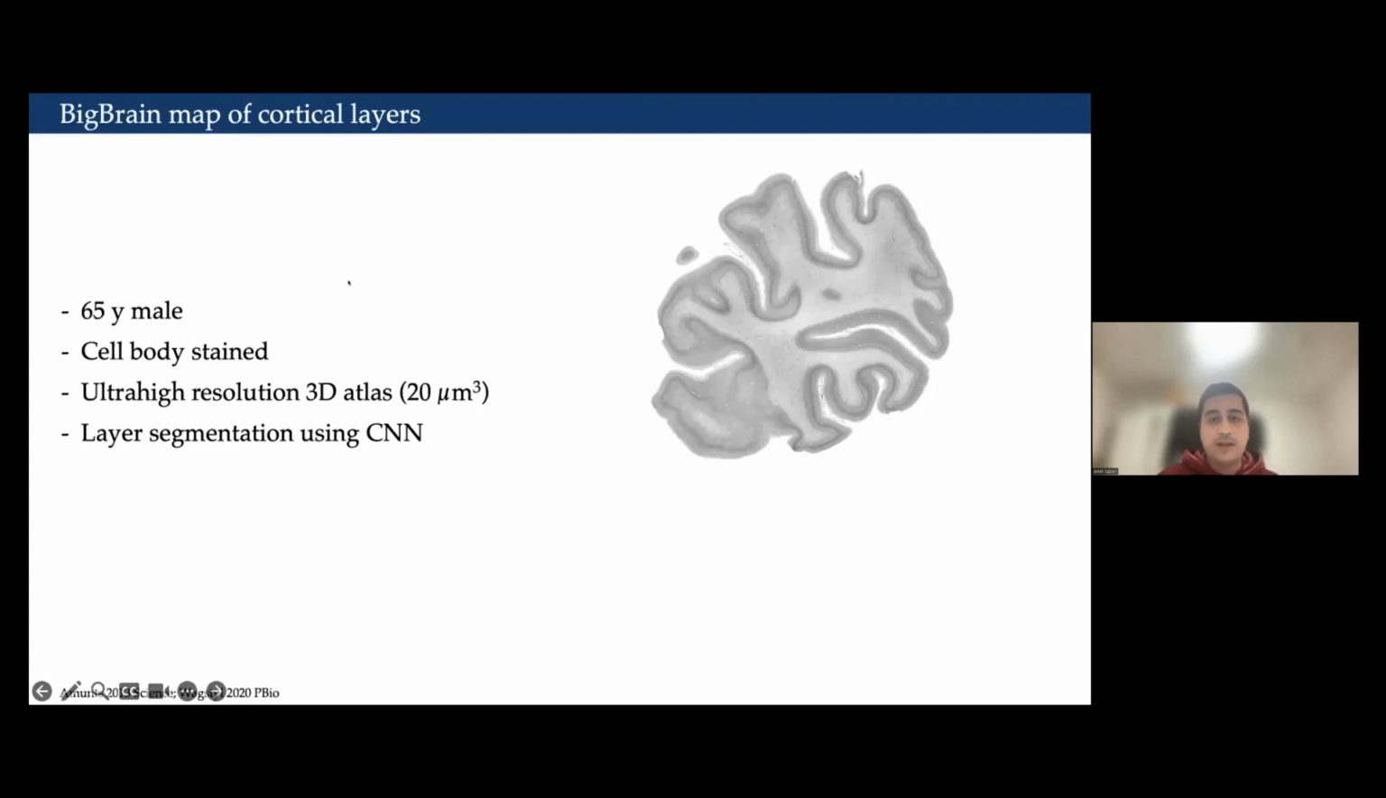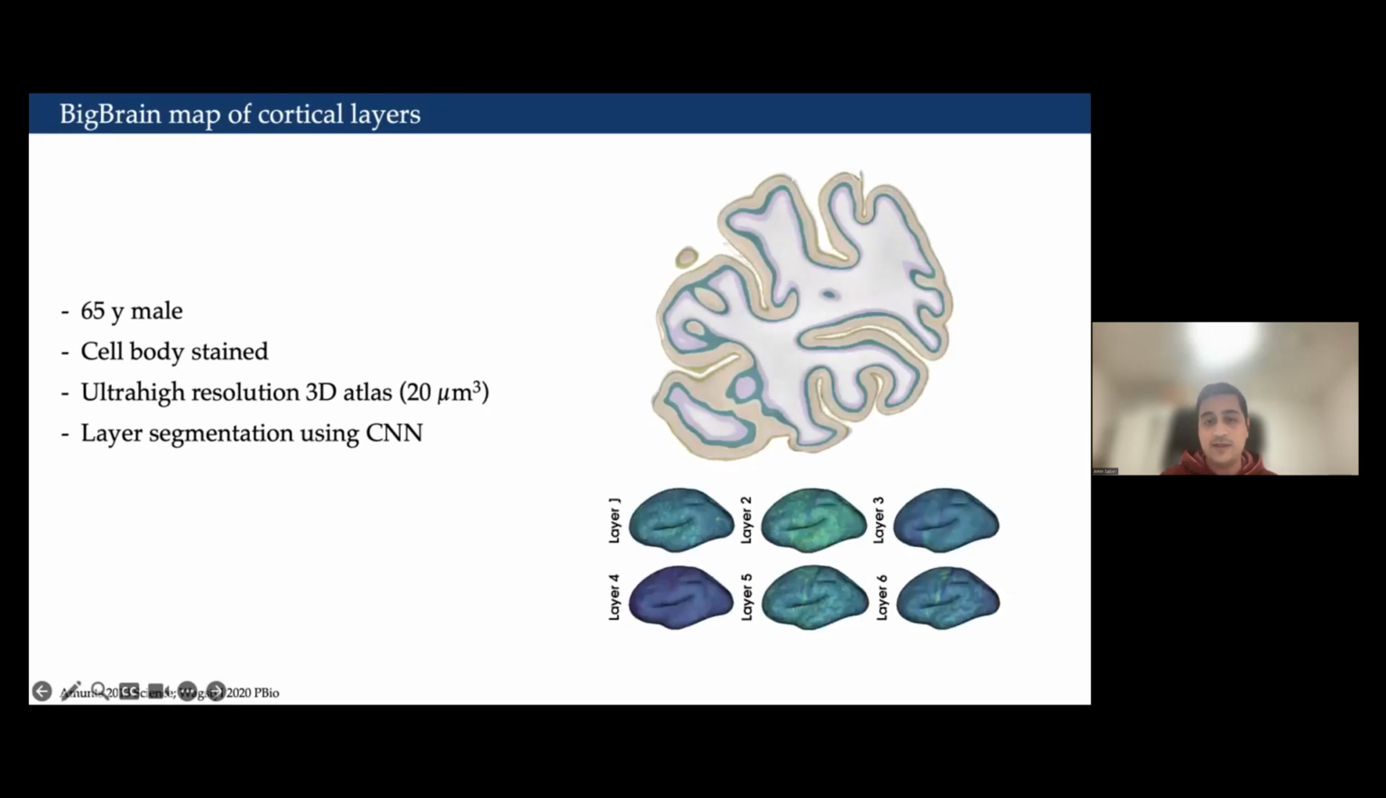Previously, a colleague of mine segmented the cortex of this atlas into the 6 layers, and this was the main input data to our study. So we had the thickness of the 6 layers at each location of this cortex. We asked what the main pattern of variation in laminar thickness in this cortex is, and we were also hoping that it generalizes to other individuals as well.